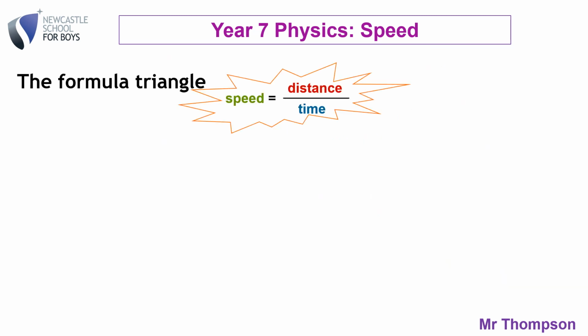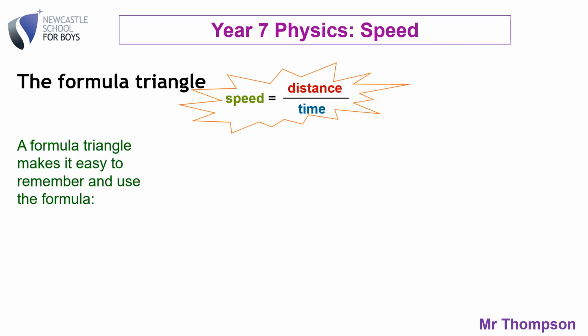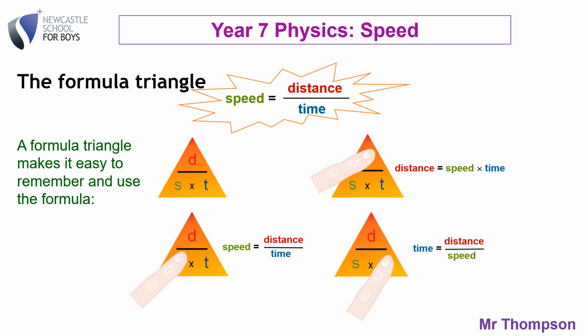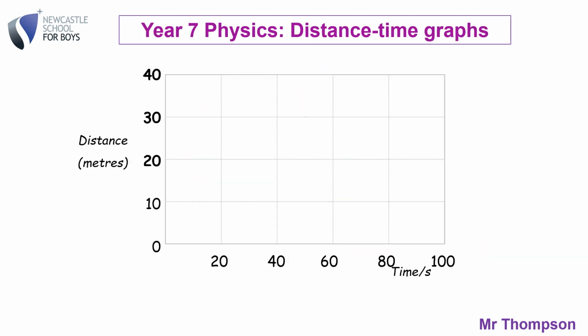Okay, in some of the tasks, you may need to rearrange this formula. And you can put it into a triangle, D at the top and S and T at the bottom. So if you cover over D, you get S times T, distance equals speed times time. If you cover over S, you get distance over time, which is the equation you're given. And if you want to know the time, cover time, it's distance divided by speed.